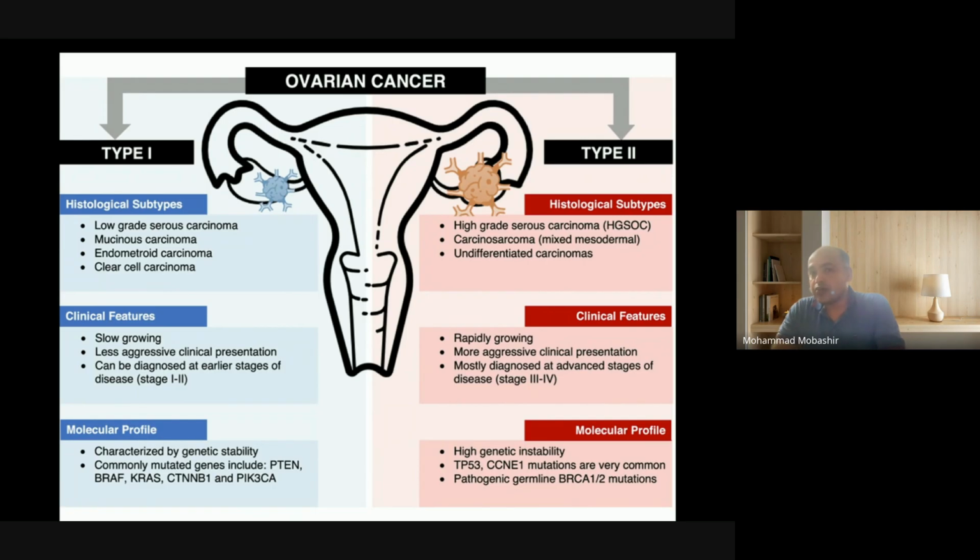Then type 2. The histological subtypes are high-grade serous carcinoma, HGSOC, carcinosarcoma, mixed mesodermal, and undifferentiated carcinomas. The clinical features are rapidly growing, more aggressive presentation, mostly diagnosed at advanced stages of the disease, like 3 to 4. Molecular profiles include high genetic instability, TP53 and CCNE1 mutations are very common, and pathogenic germline BRCA1 and 2 mutations are present.